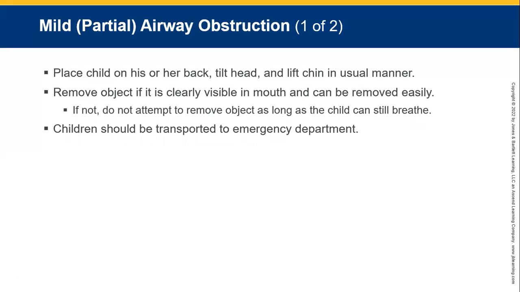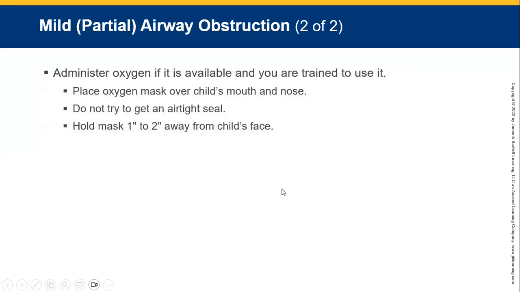Remember, in a partial or mild airway obstruction, place the child on his or her back, tilt the head, lift the chin in the usual manner, and remove any object that is clearly visible in the mouth and can be easily removed. If not, do not attempt to move the child as long as the patient can still breathe. The patient should be transported as quickly as possible to the emergency department. Ask the child if they can cough, maybe they can loosen it up.